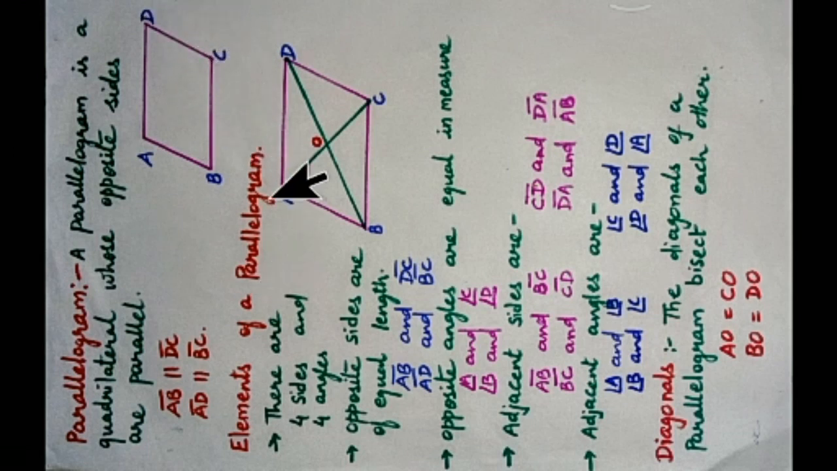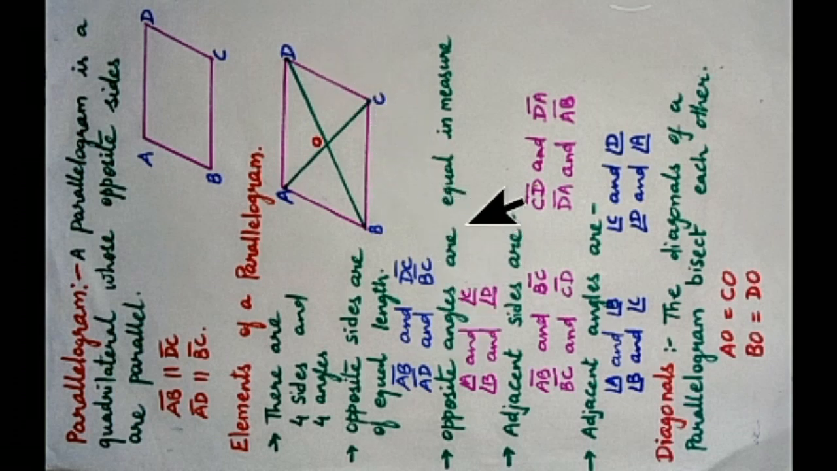Now, elements of a parallelogram. There are four sides and four angles. So these are the four sides and these are the four angles A, B, C and D. Opposite sides are of equal length. So, which are the opposite sides? AB and DC. They are of equal length. And AD and BC are of equal length.